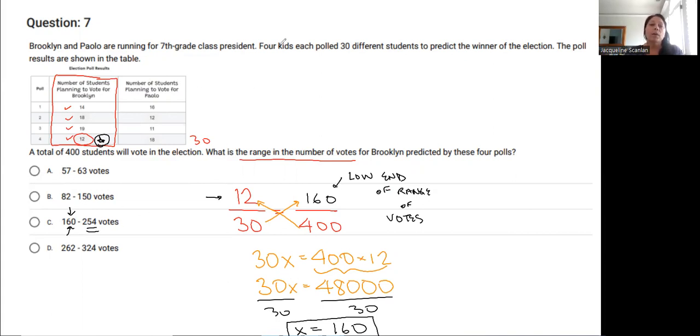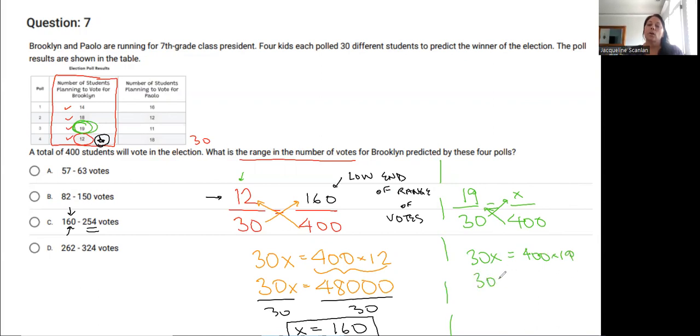So the other step that I would do then is I would look back into my table and find out which number of votes for Brooklyn was the highest, and that would have been 19. And so I would have done the same exact process all over again, except instead of using 12 over 30, I would have used 19 over 30. That's the highest number of predicted votes that she would have gotten. And then I would have set that equal to 400, and I would have cross multiplied and solved just like I did before. So I do 30x equals 400 times 19.